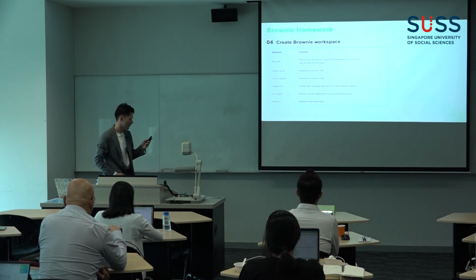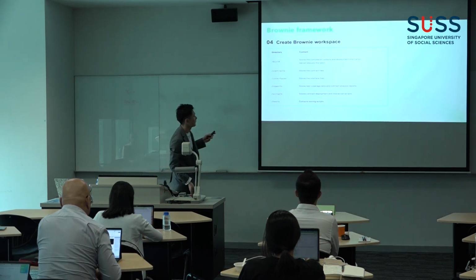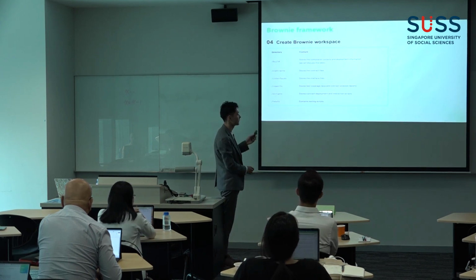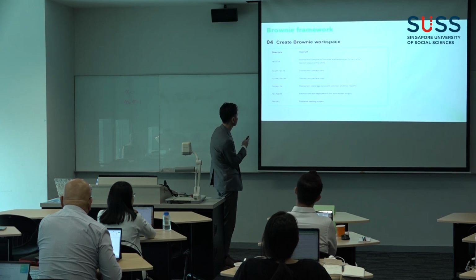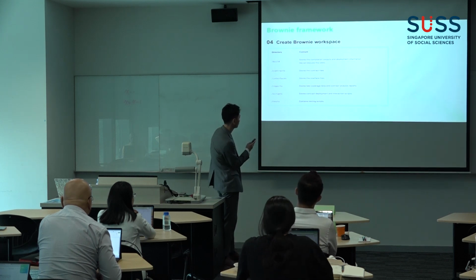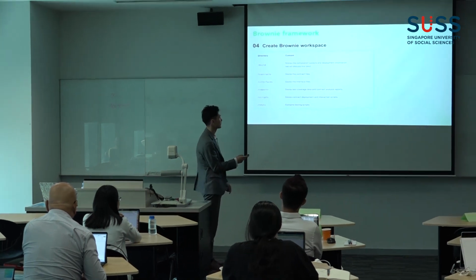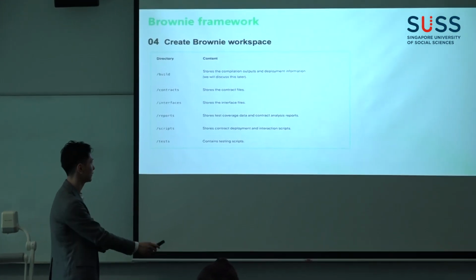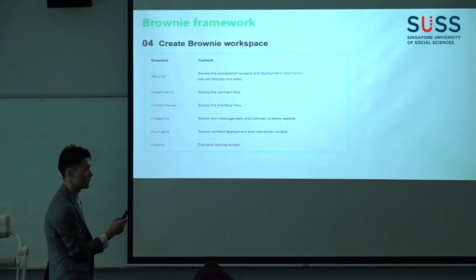Yeah, so we have a build directory that shows the compilation outputs and deployment information. That's the bytecode and how to deploy it. And contracts, we choose to store the contract source code. And interface is ABIs. So it basically is the JSON version of different functions and the parameters they take in.